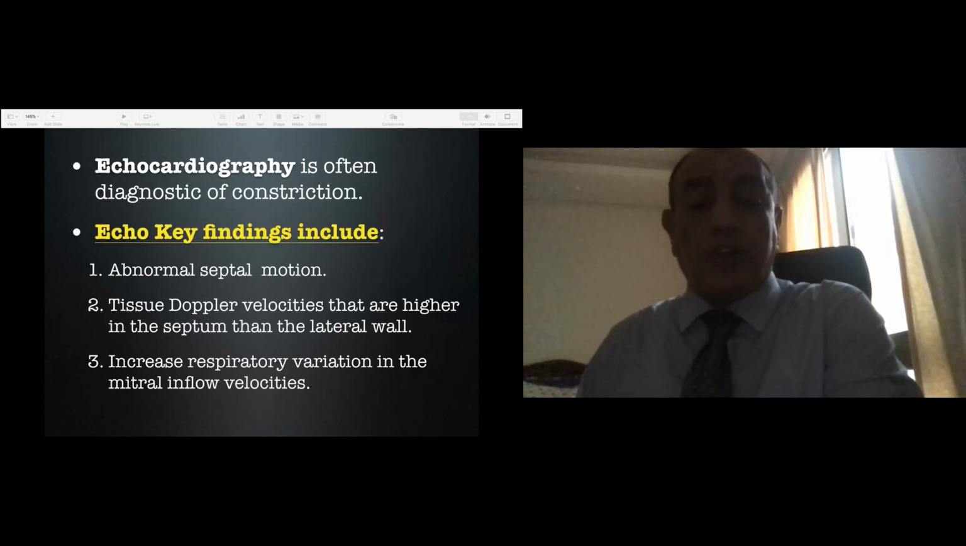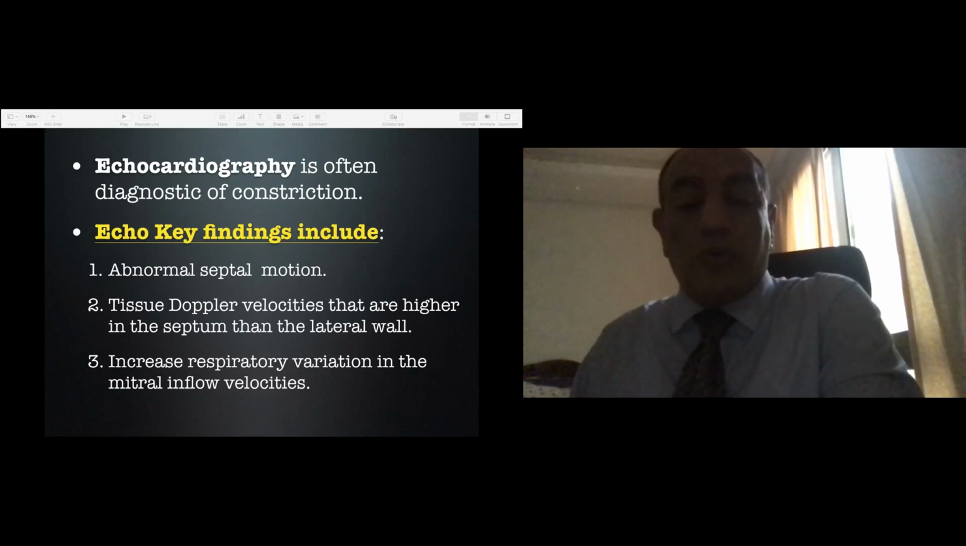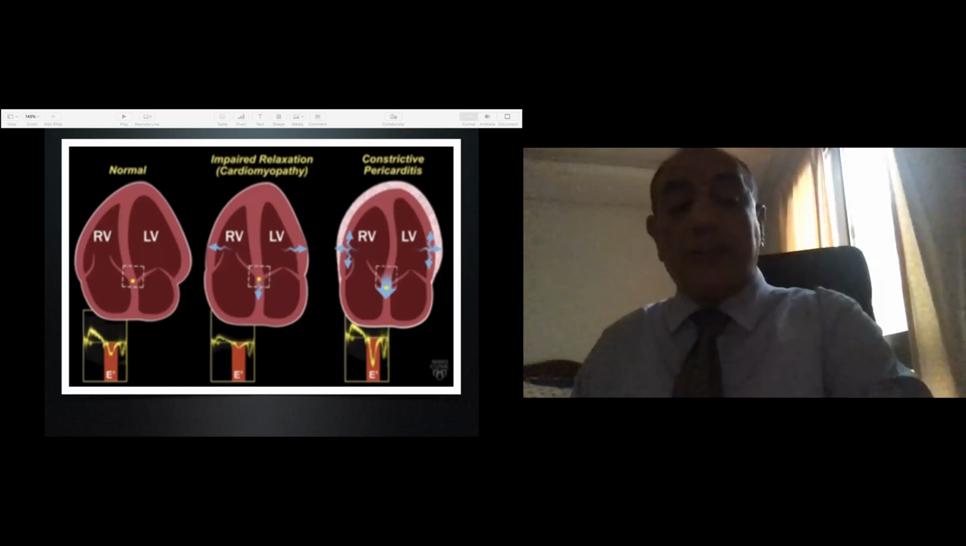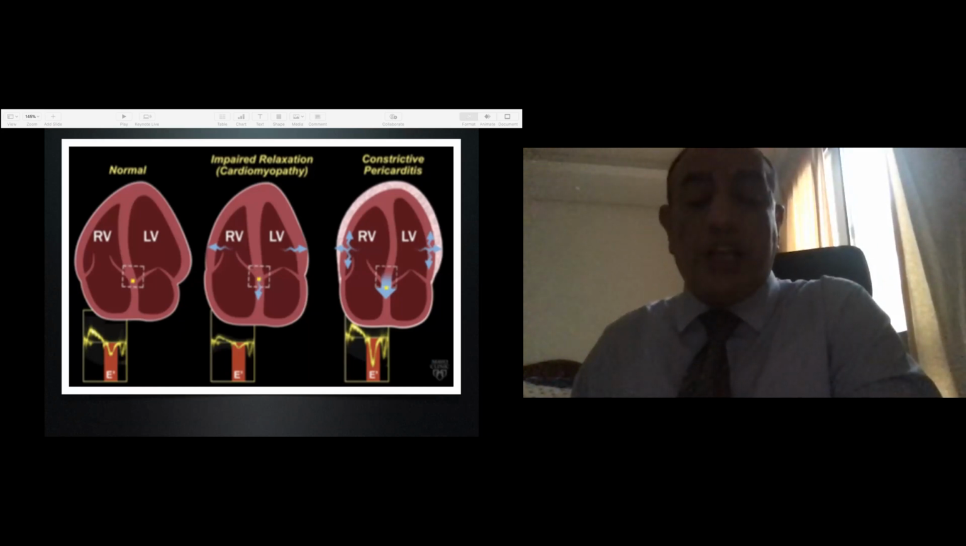Echocardiography is often diagnostic for constrictive pericarditis. Echo key findings include abnormal septal wall motion in the form of septal shudder and bounce, tissue Doppler velocities that are higher in the septum compared with the lateral wall, and increased respiratory variation in the mitral inflow velocity of more than 25%. This is the classic on the left side, the normal finding, and in the middle, cardiomyopathy, where you can see medial and lateral E prime decreased. But in constrictive pericarditis, the medial E prime is normal or exceeds the lateral E prime.